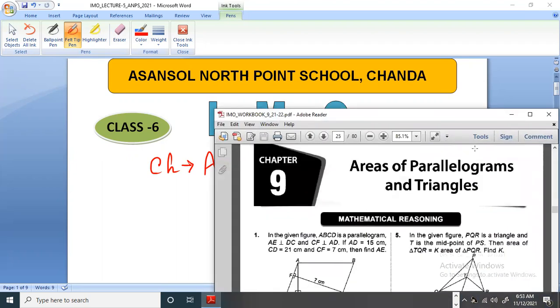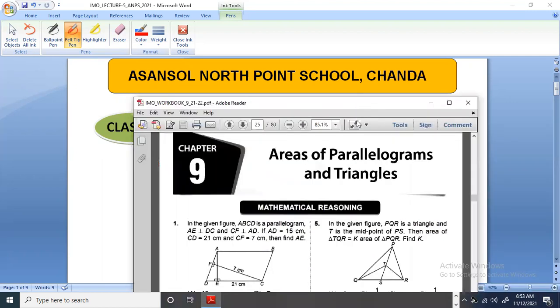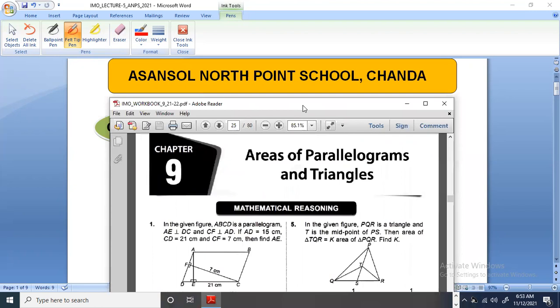So today we are going to discuss areas of parallelograms and triangles. All the relevant formulas you must go through from the book. There is no scope of discussing the formulas here. So you must go through the formulas from your book. But whatever concept is required in order to solve the sums, I'll speak while doing the sums. Okay. So let us see our first question.